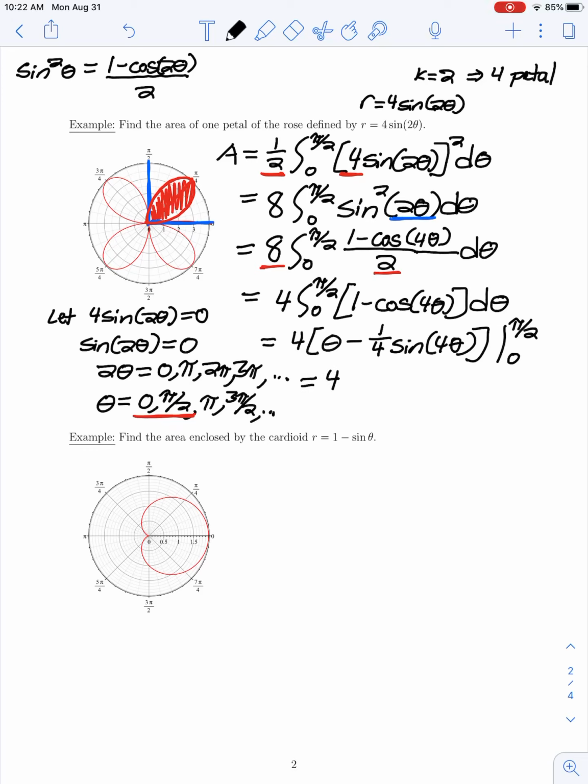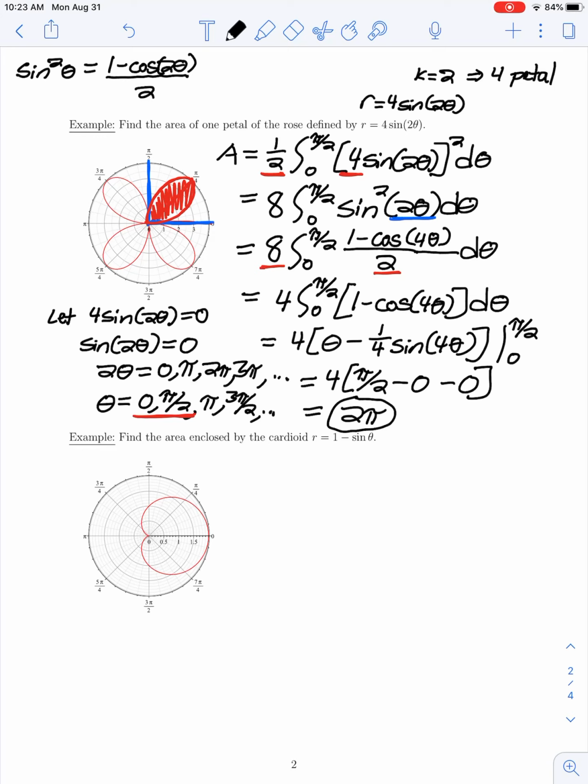So substituting in pi over 2, we have 4 times pi over 2 minus 1/4 of sine of 4 times pi over 2, which would give us sine of 2 pi, which is 0. And then we subtract the value that we get when we substitute in 0 for theta. So we would have 0 minus 1/4 sine of 0, which is still 0. So we're left with 4 times pi over 2, which gives us 2 pi for the area of 1 petal of that rose.